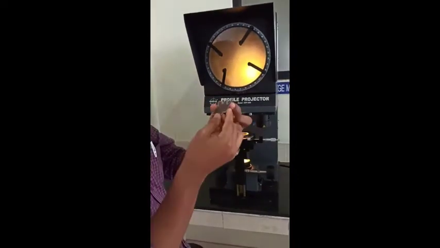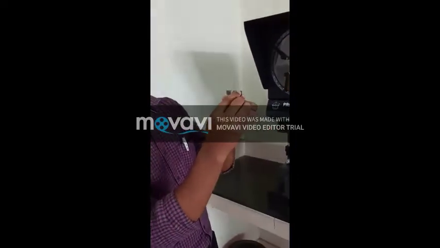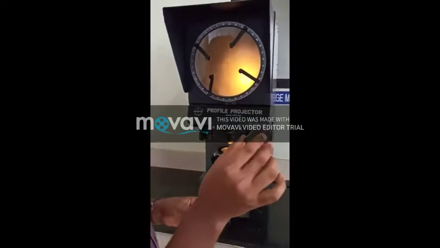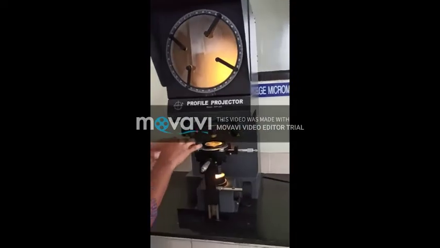I am going to measure these dimensions. Here you can see it is a V-shaped notch. We can measure the length between these two points, and we need to measure the height or depth, and then we need to measure the angle. These are the 3 parameters we need to determine using this profile projector. I will place this specimen over this mirror.